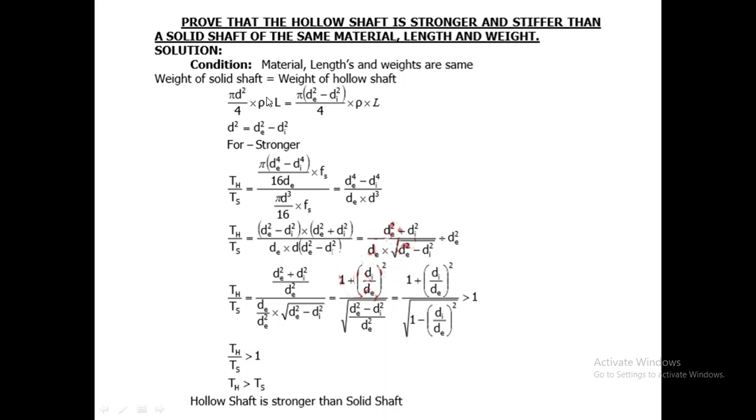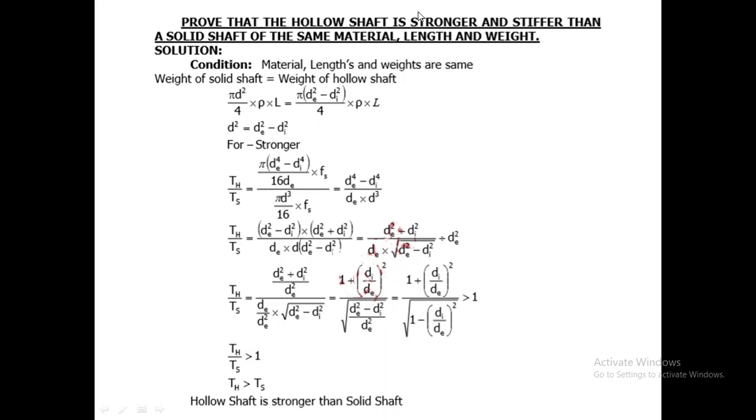So since the metal is the same, density will get cancelled, length is the same and will get cancelled, and we will get the ratio of these diameters for the hollow and the solid shafts here. So in this case, D square will be equal to D square minus Di square. So this relationship, we will use it here when you take the ratio of the torques of the hollow shaft and the solid shaft here.